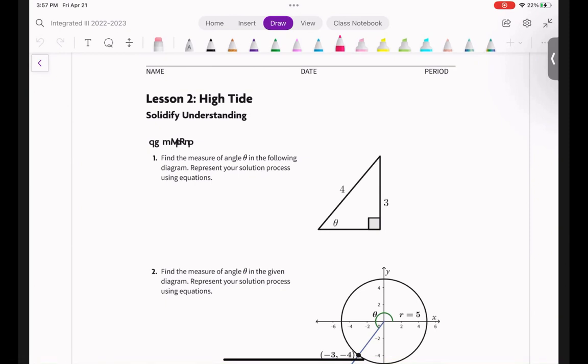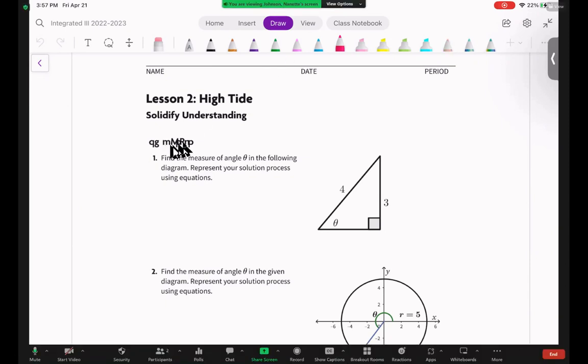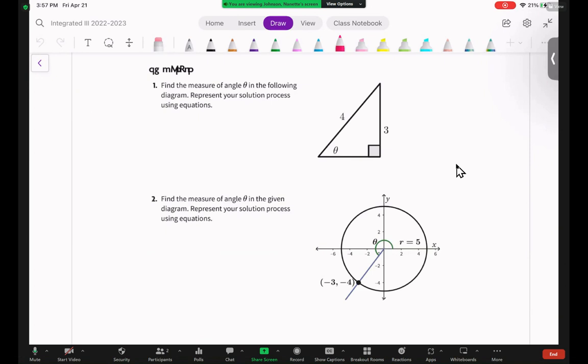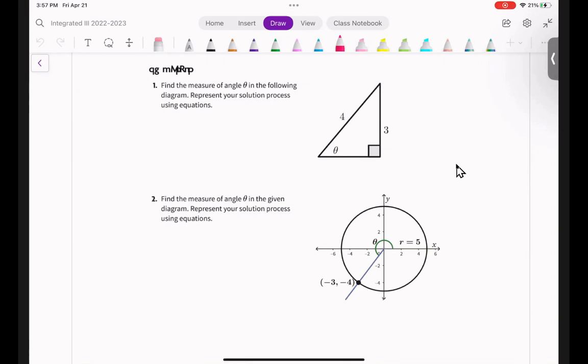And I don't know what happened to my PDF, but for some reason this is supposed to say jumpstart. So we're going to do the jumpstart problem, and we're actually going to do it together. Sometimes I have you guys do them in your groups, but today we're going to make sure that everybody understands how to do this. So it says find the measure of angle Q in the following diagram, and then represent your solution process. Okay, so what they're asking you to do here is what is theta?